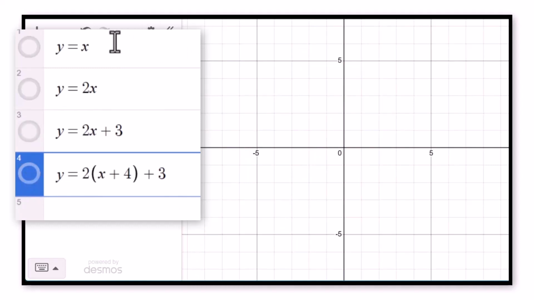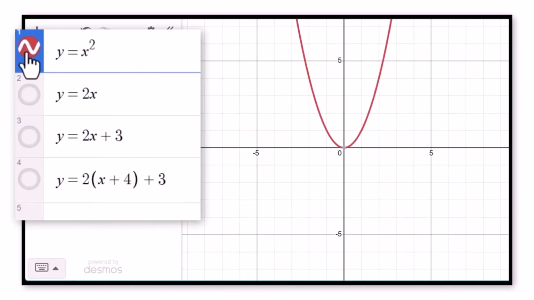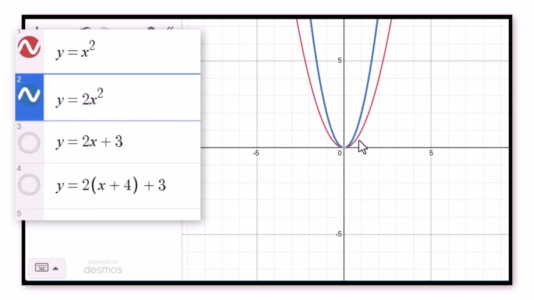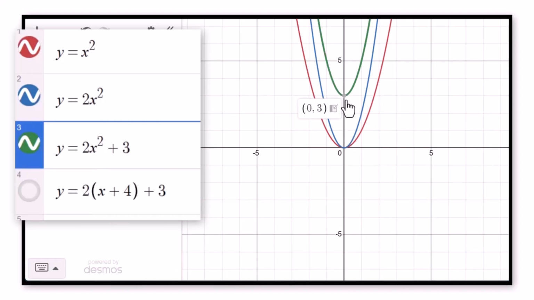Now, let's go up to level 2. What if we square that? Now you have a parabola, and its vertex is on 0, 0. Take that x squared and put a 2 in front of it. It's now going up twice as fast. Now we're adding 3 to it, and it shifted up 3 units, just like the line. This point went up here.